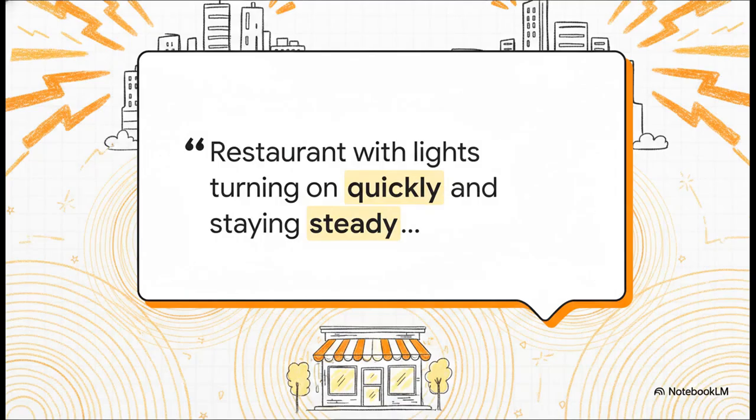A great analogy for this is a restaurant at night. The lights flick on, really bright and fast, but then they just stay on, steady, blending in with the rest of the city lights. It's a very predictable, totally non-threatening pattern.